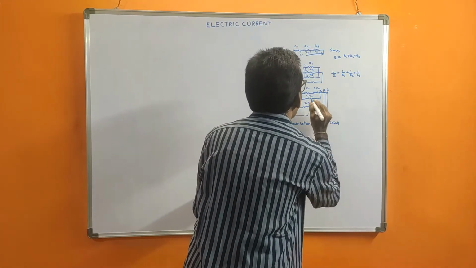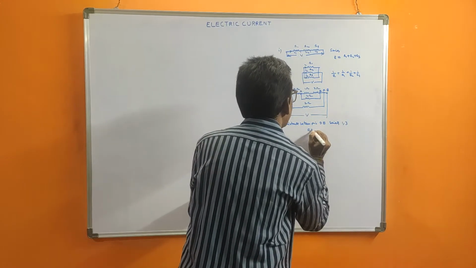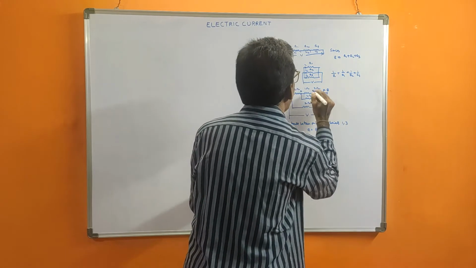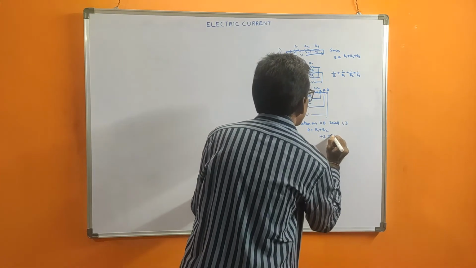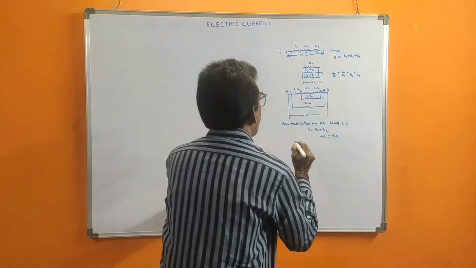What series? Resistors 1 and 3. Therefore R is equal to, series formula you write, R1 plus R2, 1 plus 3, all are ohms only, 4 ohms. So this resistance is 4 ohms.